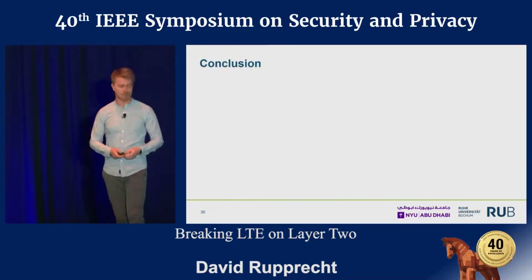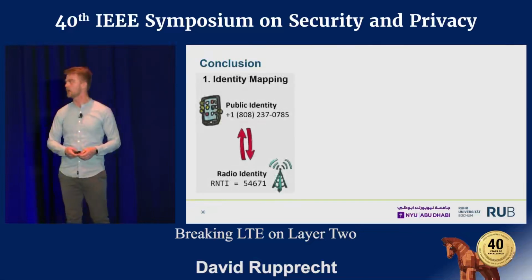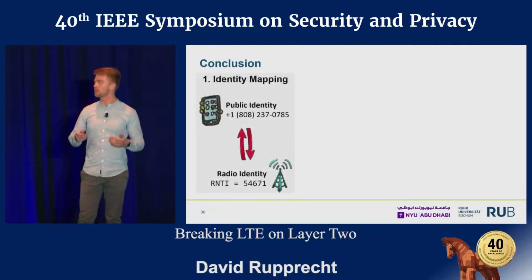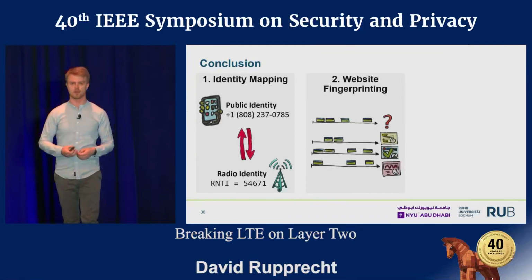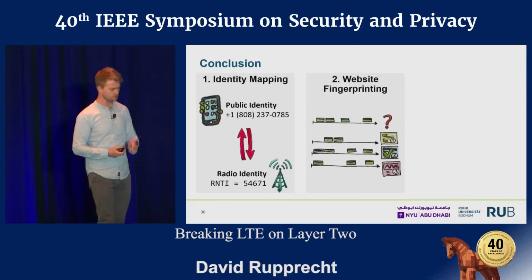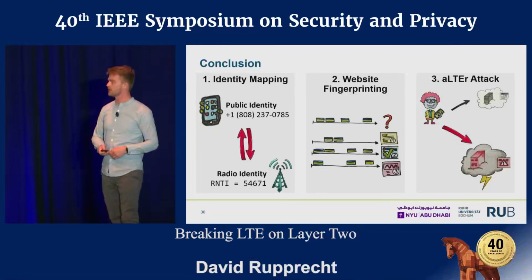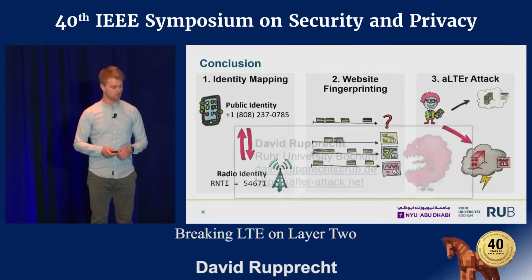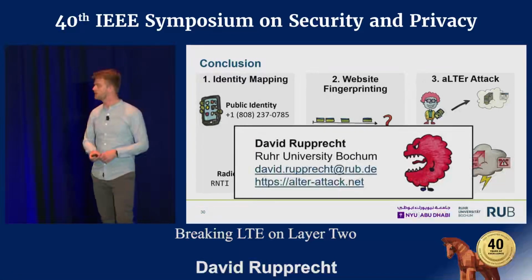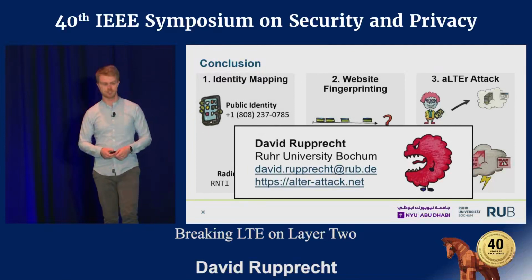I would come now to my conclusion. First, I've shown you an identity mapping attack where we can match the public identity to the radio identity. Second, website fingerprinting was possible because we have unencrypted metadata in LTE. And third, I showed you the aLTEr attack, which allows the redirection of a user to a malicious website. I'm David Rupprecht from Ruhr University Bochum, and I'm happy to answer any questions.